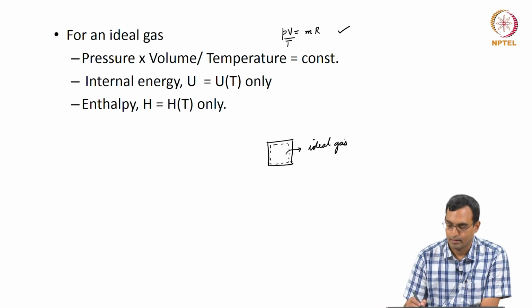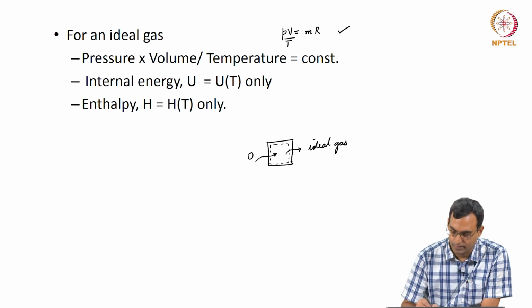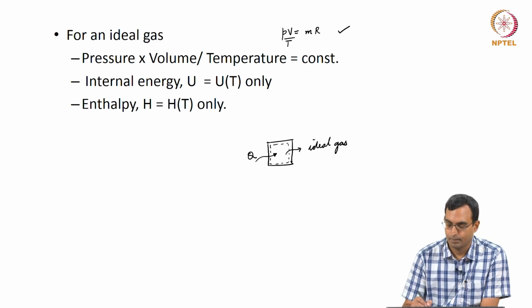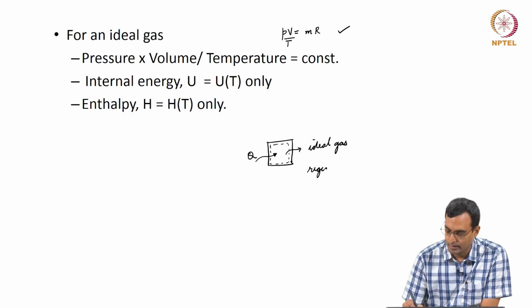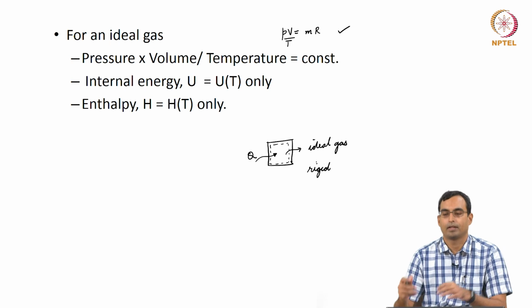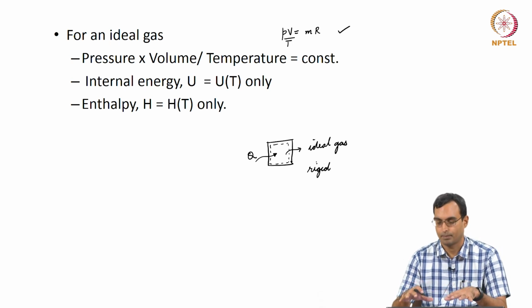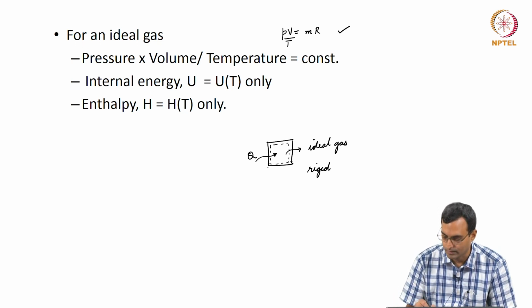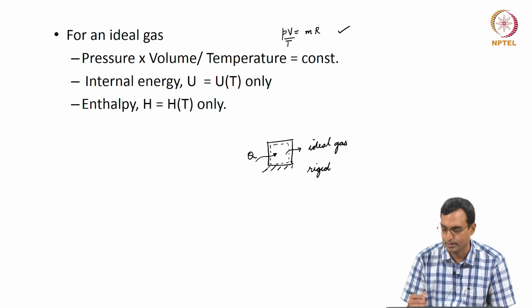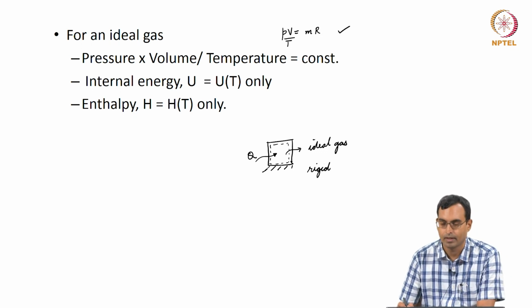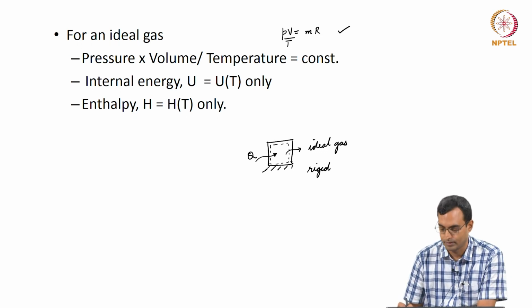Let us say I add some heat to this system. The system itself is rigid, so it does not undergo any deformation. The system is placed on some support, it is not moving, there is no change in kinetic energy of the system. It is on some base, it does not move anywhere, there is no change in potential energy of the system. I can apply the first law of thermodynamics to the system.